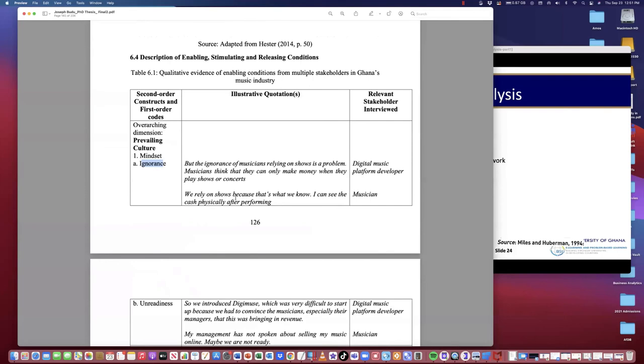This is not ignorance, you read it: "We rely on shows because that's what we know." It's ignorance, and it's his mindset. But there is ignorance that generates the mindset, so you have to know the first label you give it. The musician is talking about ignorance, and the other one also mentioned ignorance again. The ignorance of musicians, and this is an illustration of the ignorance. This person said that the people are ignorant, and this is an illustration of the ignorance. Is that not true?